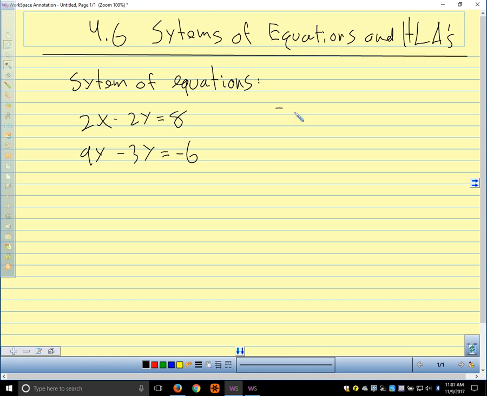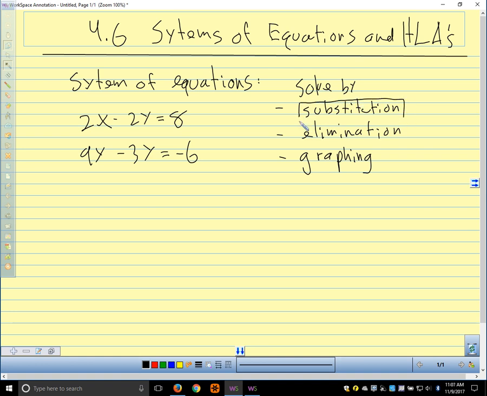There are three ways that we're going to solve them, but we're going to use mostly substitution. We could also use elimination, or the third way that's not very accurate, we really don't use it, is we could solve by graphing. So we're usually going to use substitution. Sometimes we'll do elimination.